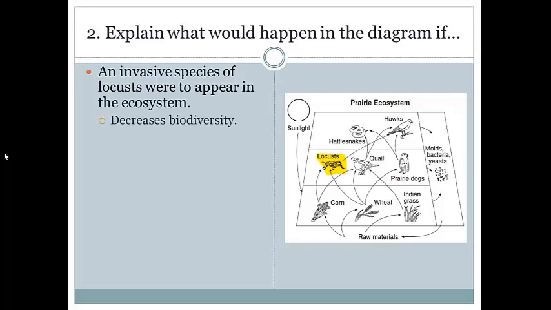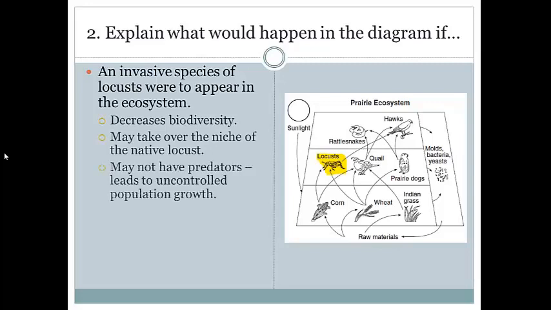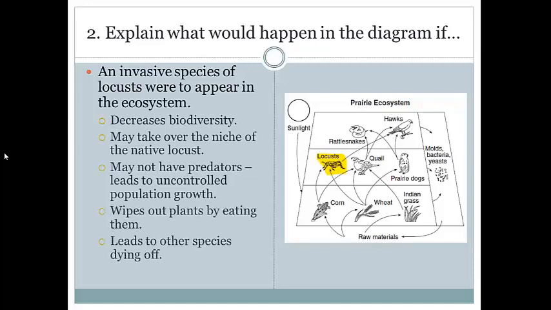What would happen whenever that locust moves into the ecosystem? It would take over the niche of the native locusts. And it might not have any predators, and this could lead to some uncontrolled population growth, which means that these locusts, which feed on plants, would be eating up all of the producers in the ecosystem. And again, if that bottom level gets smaller, the levels on top in the pyramid must also get smaller. So it might wipe out plants by eating them, and this could lead to other species dying off because they don't have access to those producers any longer.